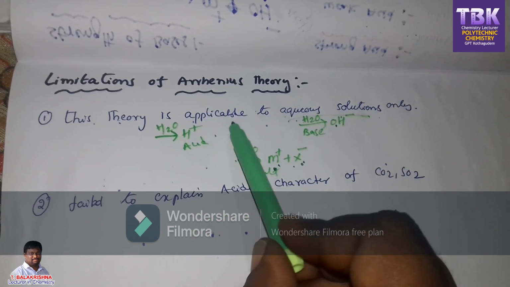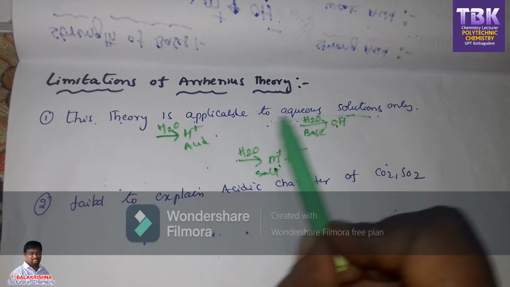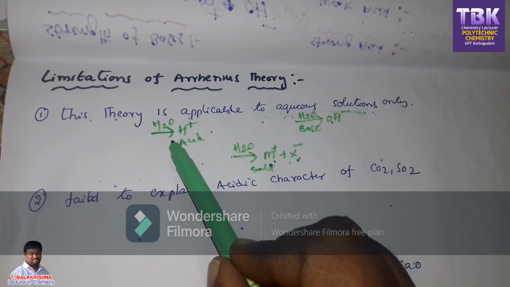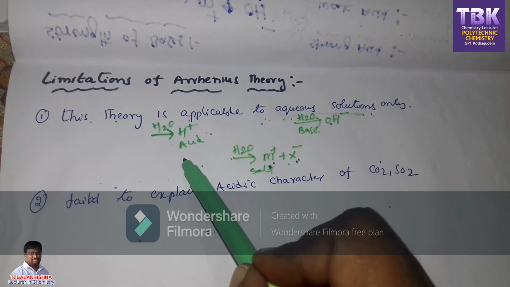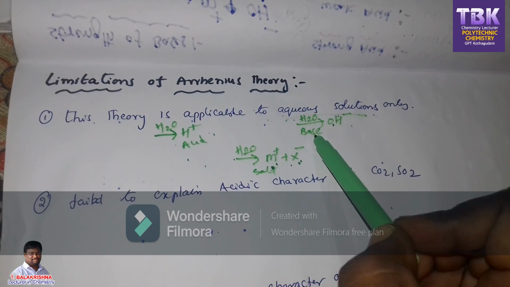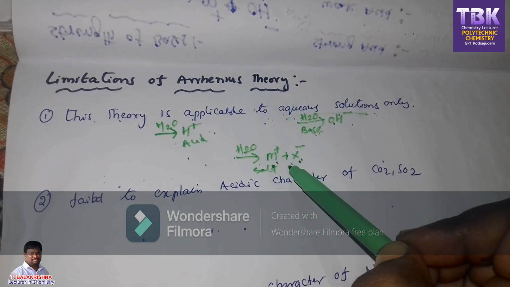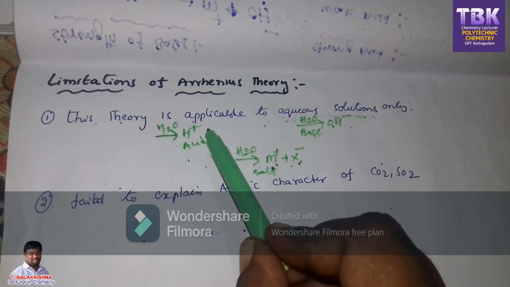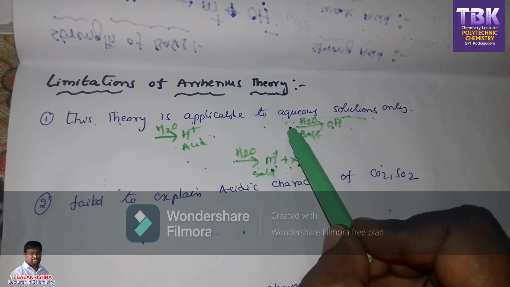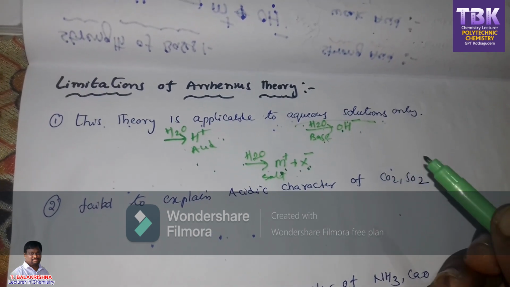This theory is applicable to aqueous solutions only. If a substance produces H plus ions in aqueous solution, that is an acid. A substance that produces OH minus ions in aqueous solution is called a base. If it gives neither H plus ions nor OH minus ions in aqueous solution, it is a salt. So this theory is applicable only for aqueous solutions. That is the first limitation of the Arrhenius theory.